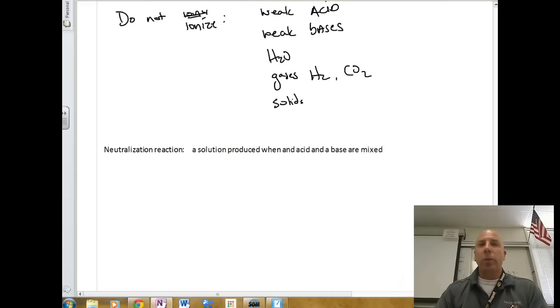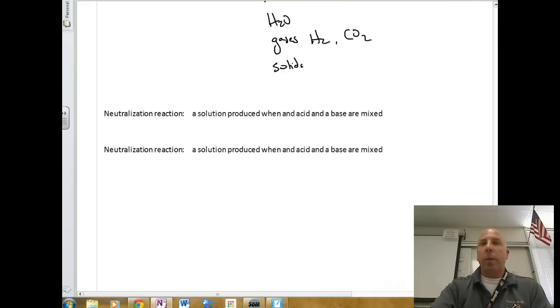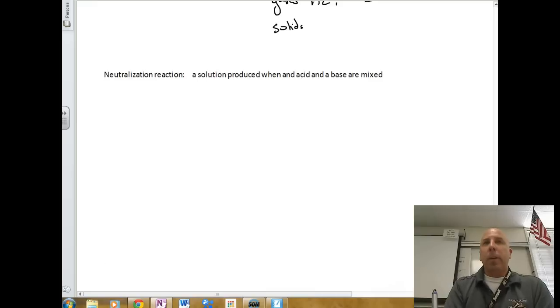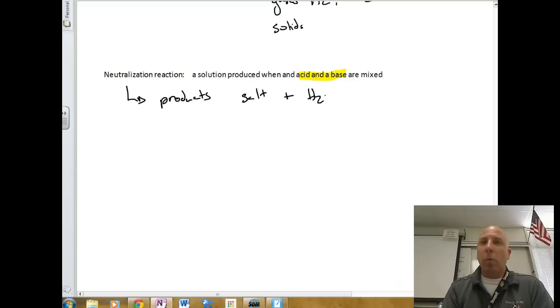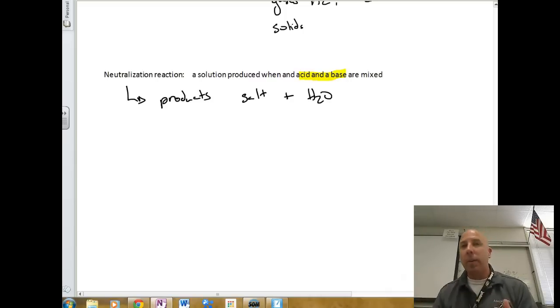A neutralization reaction is a reaction that is produced when we mix an acid and a base, all right? And the products of a neutralization reaction are typically what we call a salt plus water. And a salt can be any ionic compound. It's not necessarily just table salt, NaCl. It could be KCl in any case or something like that.